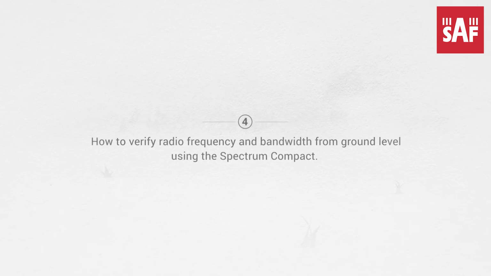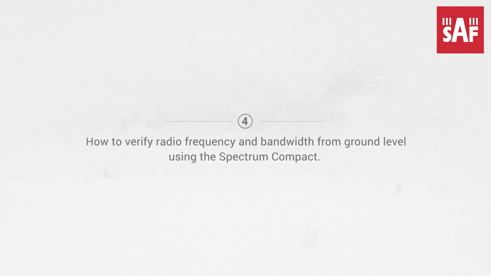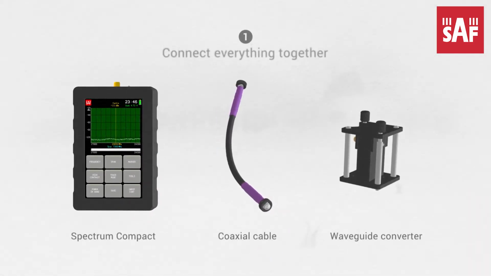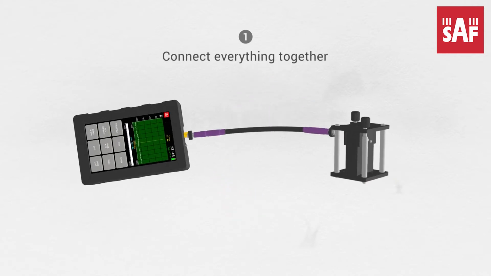How to verify radio frequency and bandwidth from ground level using Spectrum Compact. 1. Attach a coax to waveguide converter to the Spectrum Compact using a coaxial cable.